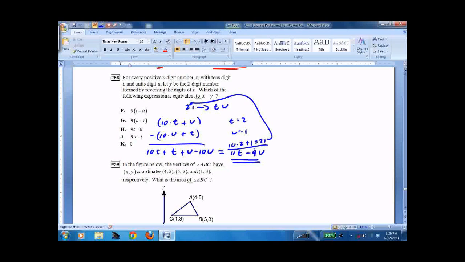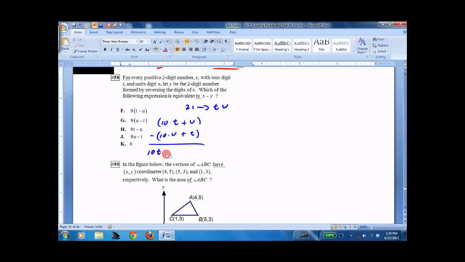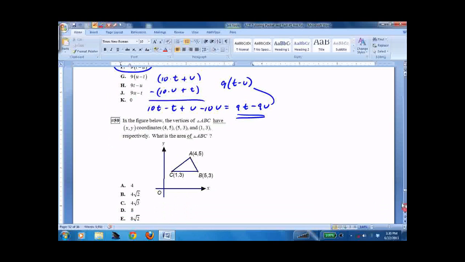And clearly I made a mistake somewhere. Oh, I forgot I was subtracting it. I didn't distribute my subtraction. I'm going to erase this because it's bothering me. It's all in the way here. See if I can do this right this time. So we have 10t minus t plus u minus 10u, 9t minus 9u. And we can factor out a 9. So that is 9 times t minus u. Very tricky problem. Higher level problem, so you had to really be paying attention.